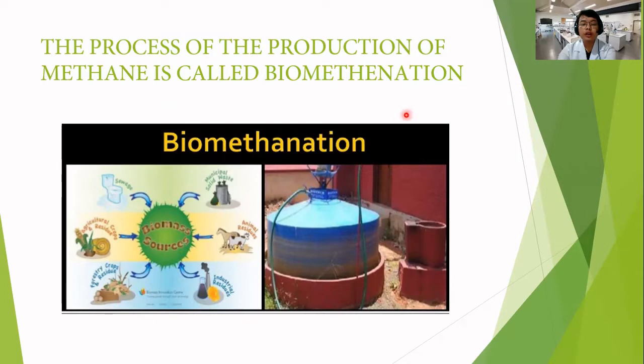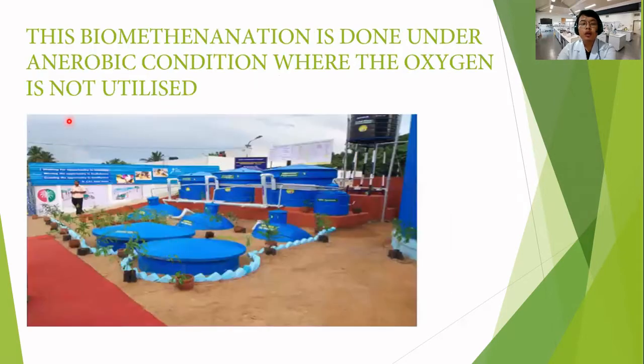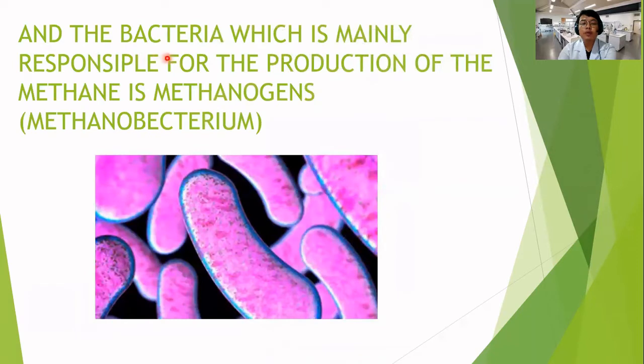As seen in this figure, these are all the processes. This biomethanation is done under anaerobic conditions where oxygen is not utilized. Since biogas is a gas, it is not likely to be processed in open air. That's why all the processes are done in an airtight tank. And the bacteria mainly responsible for the production of methane are methanogens, or the methanobacterium.